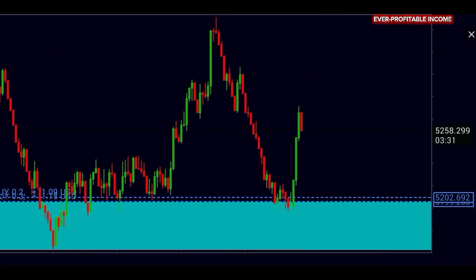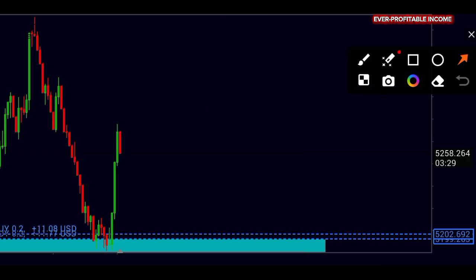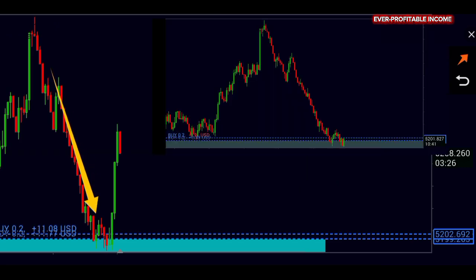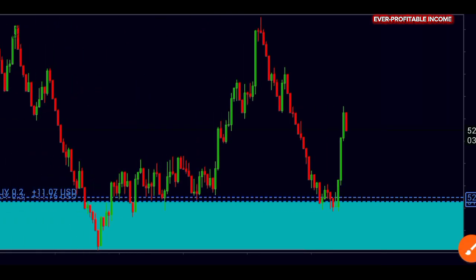So when price was approaching downward at this level, that was when I decided to mark out the support zone. When you scroll to your left, you can see that there is a support zone. And Boom's kind of movement is that it respects support zones, it respects previous support zones. So when it's approaching a previous support zone, you should expect a spike to occur.